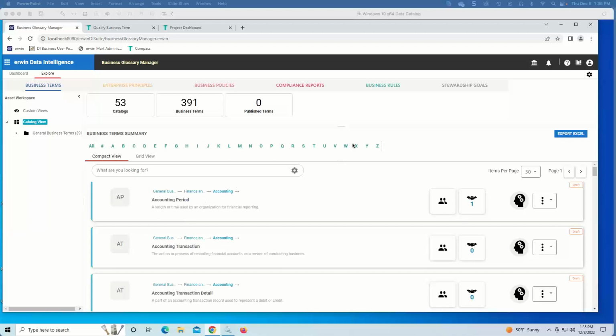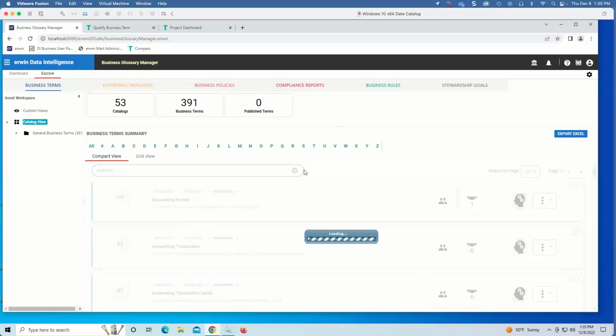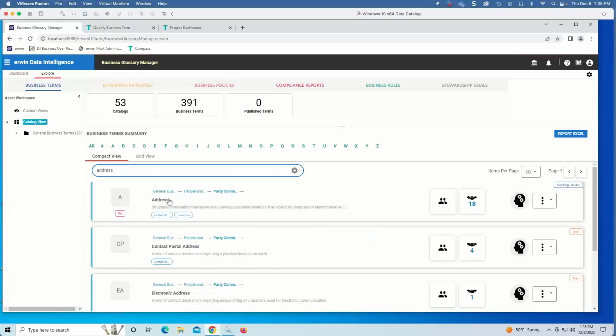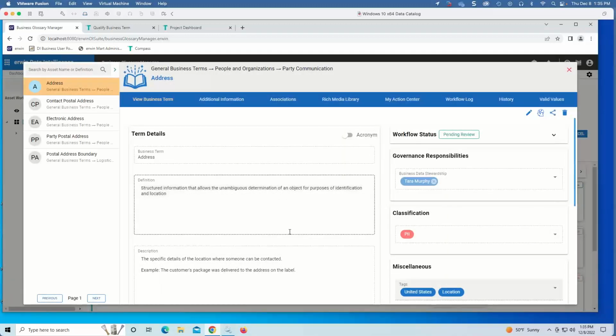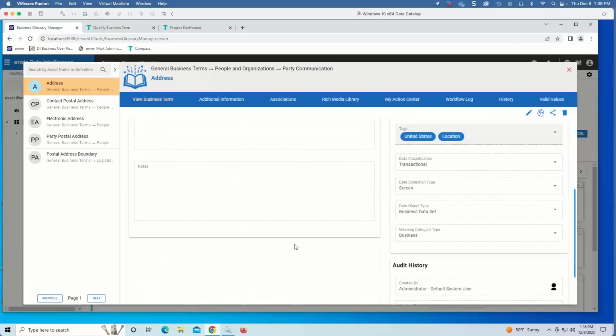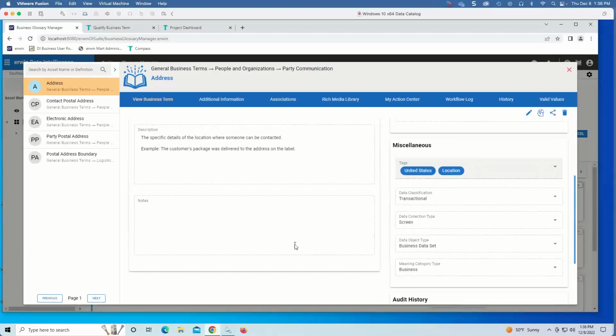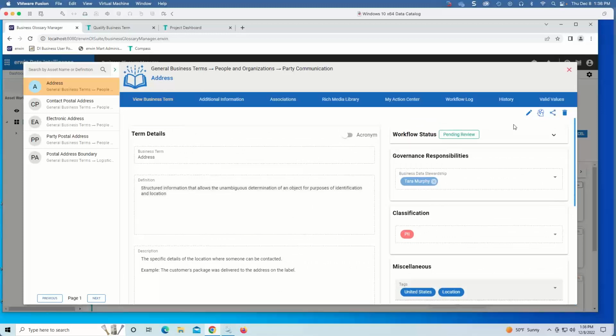So like I showed you before with this concept of address, when I'm in address, certainly I have all of this information, but I also want to know, technically, where can I find this information?